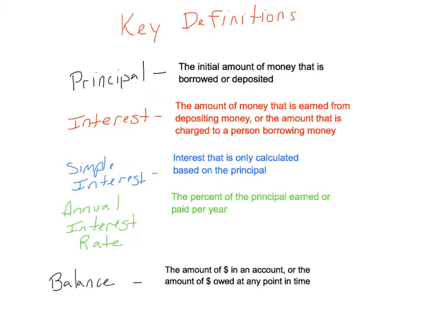And then balance is just the amount of money in an account or the amount of money owed at any point in time. So if you go to the bank and they say you have a zero balance on your savings account, that is very, very bad. But if you go to the bank and ask how much you have left to pay on your mortgage for your house, and they say you have a zero balance, what does that mean? It means you've paid it all off. The balance on that account is zero, which is really good because you obviously don't want to owe money.